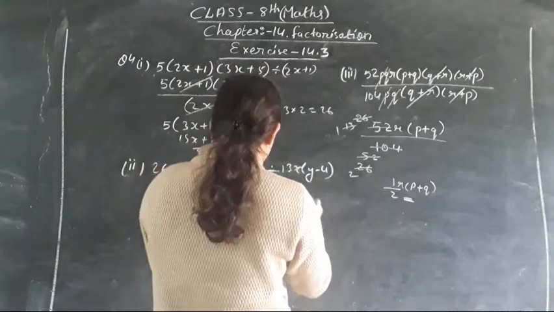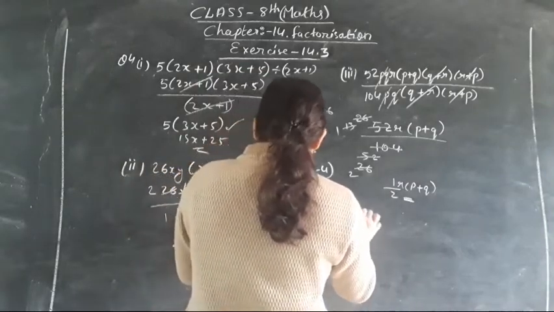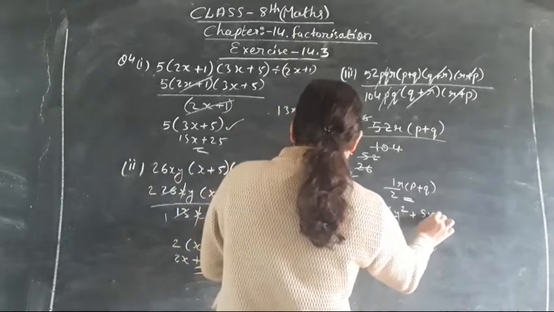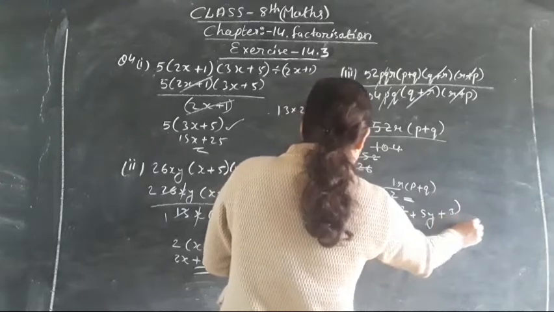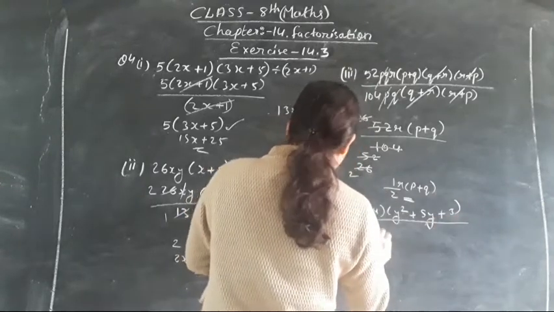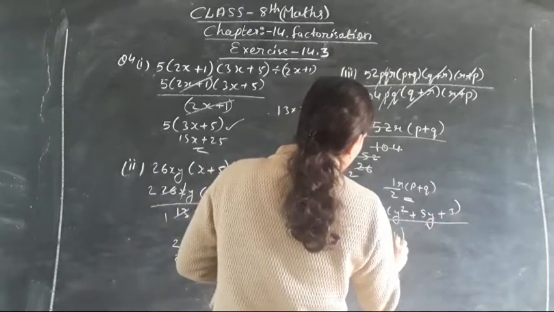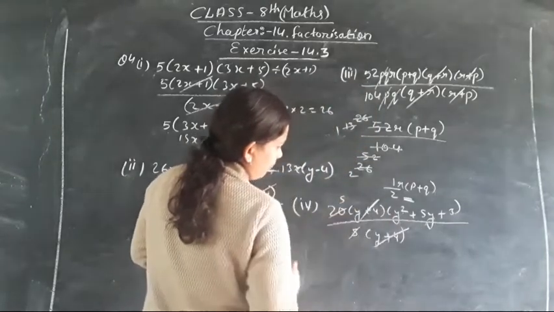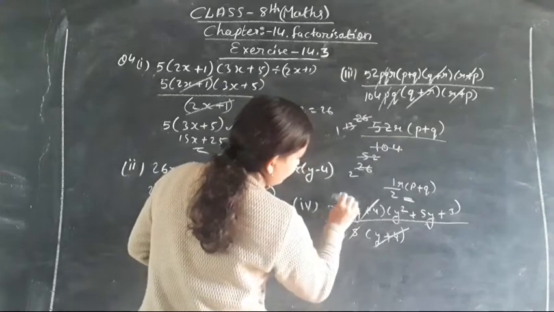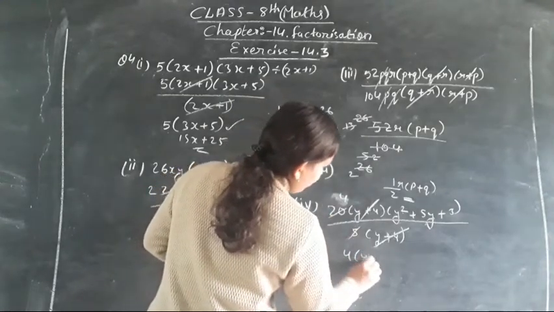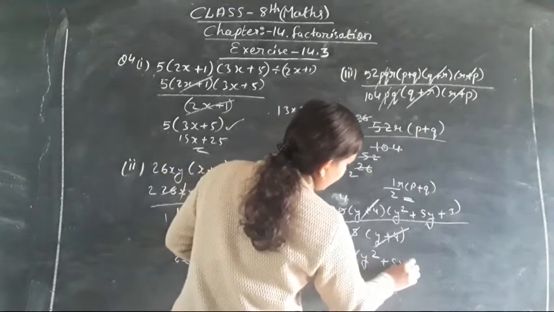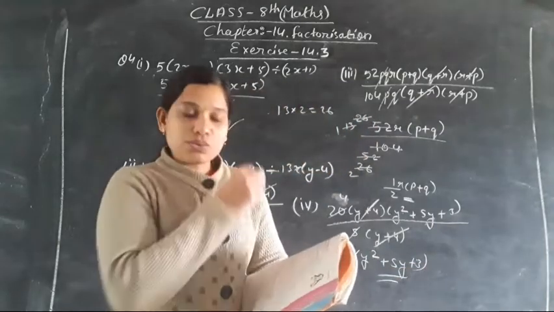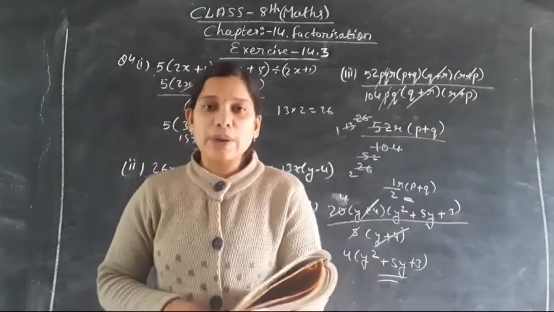Fourth part: 20y plus 4 into y square plus 5y plus 3, divided by 5y plus 4. So here you can see that y plus 4 will get cancelled. Here it will be 5 times, 4 times. So 4 into y to the power 2 plus 5y plus 3 is the answer. Clear? So dear student, in this way you have to solve each and every part of this question.